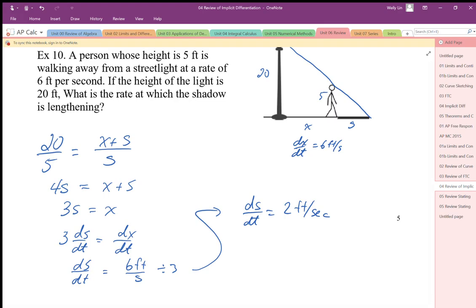There's a related rate problem. This is a fairly standard one. The idea is you have to connect the variables together in a relationship and then differentiate implicitly.